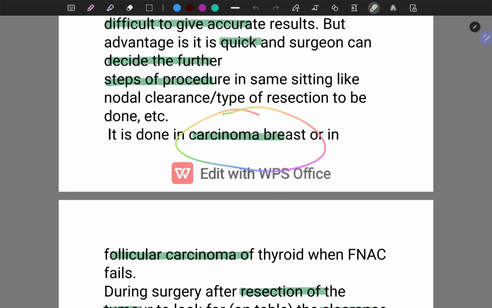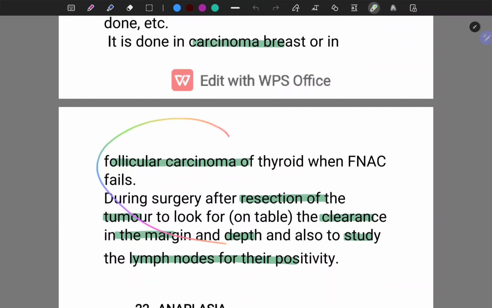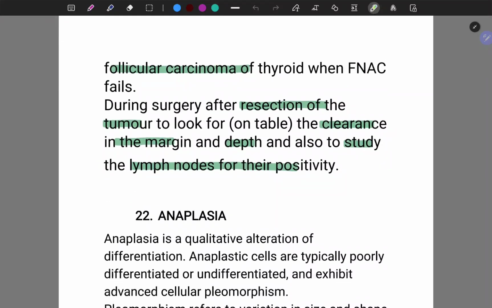It is done in the CA breast or in case of follicular cancer of thyroid when FNAC fails. During surgery, after resection of the tumor, it is used to check the clearance in the margin and the depth, and also to study the lymph nodes for their positivity. This is a very important anatomy.